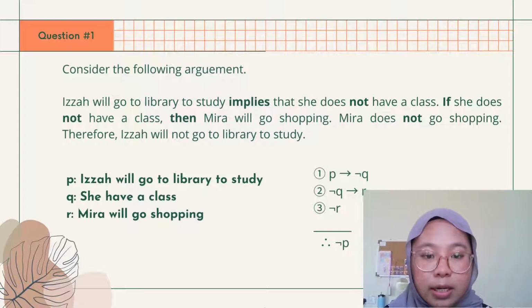Firstly, we write the notation as P, Iza will go to library, Q, she has a class, and R, Mira will go shopping. In tabular form, we write the first premise as P implies not Q. The second premise is not Q implies R. The third premise is not R, and the conclusion is not P.